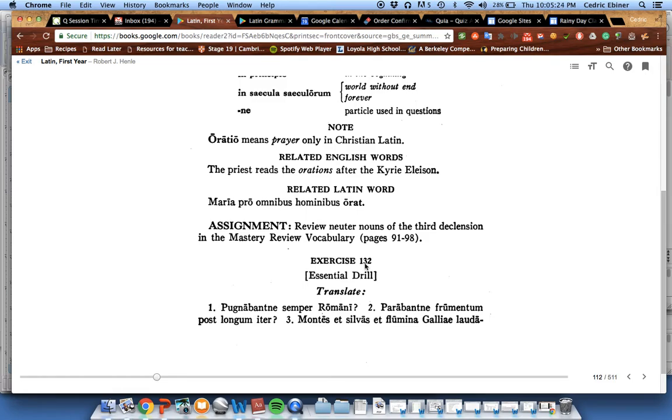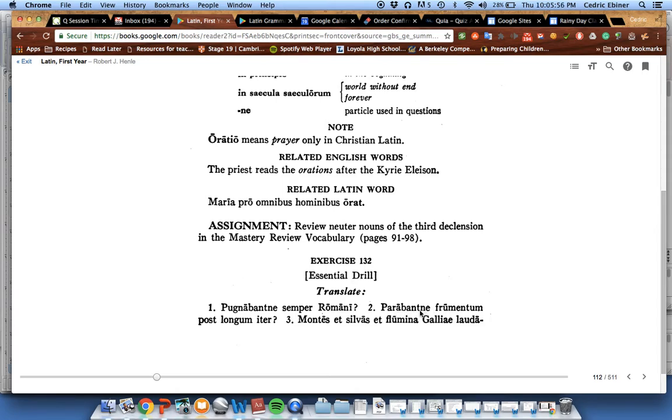Exercise 132, we have pugnabant ne semper Romani. So here, this form pugnabantne looks a little bit odd, but if you drop the ne, you're left with pugnabant, which looks just fine. So here you have, if you drop the ne, the Romans were always fighting. That's a statement. Now turn that into a question because you have the ne. Were the Romans always fighting? Okay, that's the way it should turn out. So translate as a statement first and then turn it into a question.